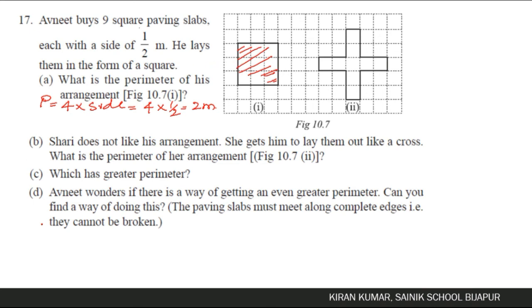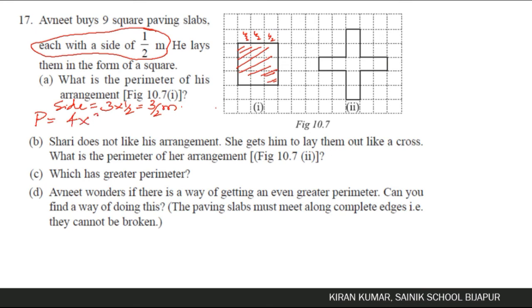Sorry, there's little confusion here. Let me clarify that. You should not consider in this way. Here, as per the question, they have given that he is paving a slab each width 1/2 meter. So from end to end, it is 1/2 meter plus 1/2 meter plus 1/2 meter. So the side will be 3 times of 1/2, which is 3/2 meters. Now we should find the perimeter as 4 times of the side. We get it as 6 meters. So 6 meters is the perimeter.